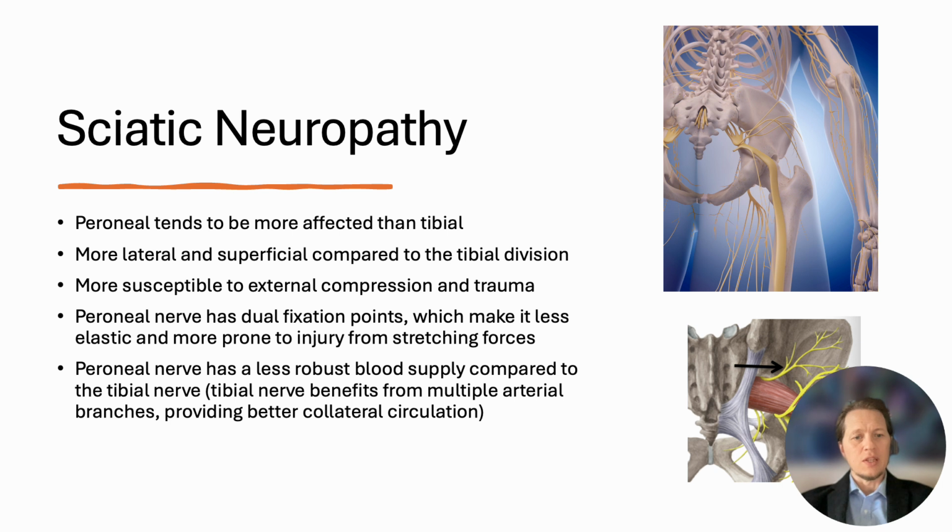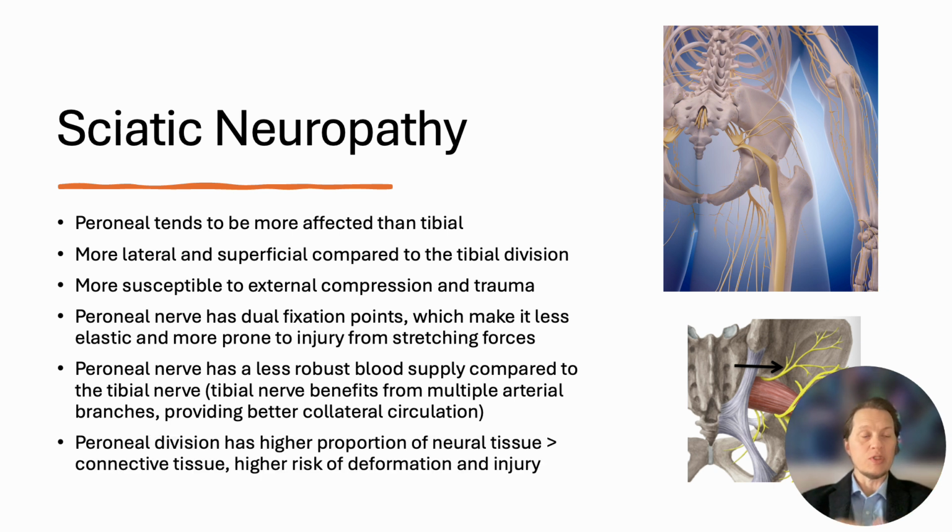Also, two interesting things. One, the peroneal nerve has less of a blood supply when you look at things anatomically. The tibial nerve has multiple arterial branches, so it's got better collateral, so it's more resilient in terms of an injury. And there is less connective tissue surrounding the peroneal nerve when you look at fascicular architecture, compared to the tibial nerve. It's much higher risk for getting a deformation, compression injury.